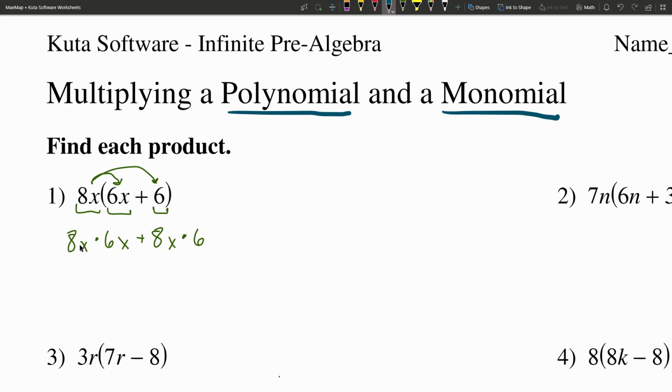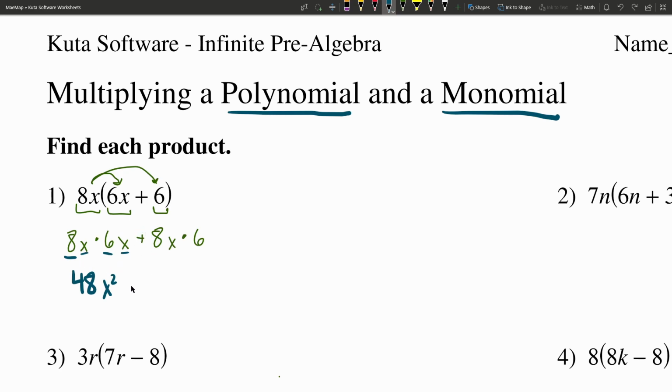Because multiplication is commutative, 8x times 6x is like 8 times x times 6 times x. So how I'm going to simplify this down, I'm going to do 8 times 6, which is going to give me 48. And then I'm going to multiply x by x. x plus x would be 2x, but x times x is x squared. So that's our first term.